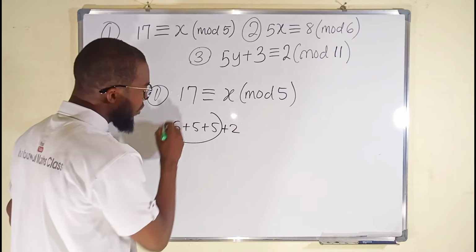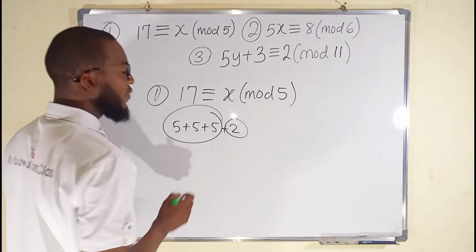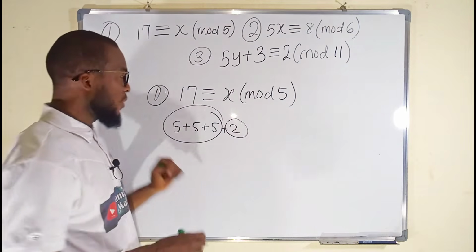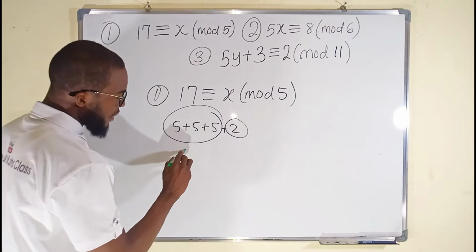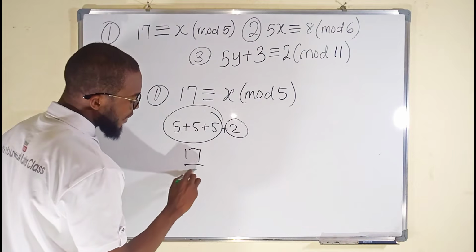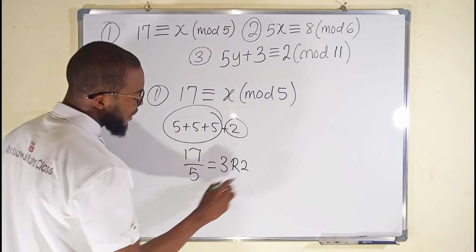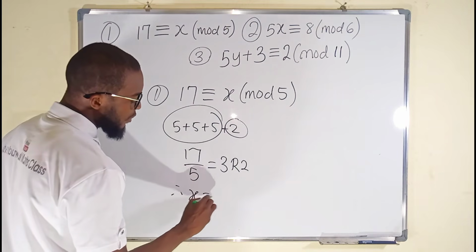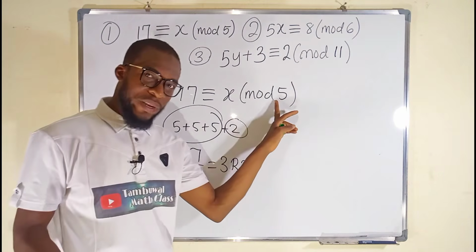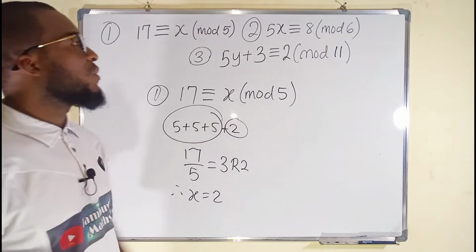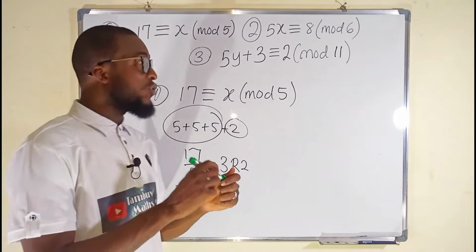Can you see? This is a complete bundle where we have a remainder of 2, and therefore this x is equivalent to 2. Another way you can do that is to say that 17 divided by 5 is equal to 3 with a remainder of 2, and therefore x is equal to 2, but only in mod 5. Okay, second question, we have that 5x is equivalent to 8.